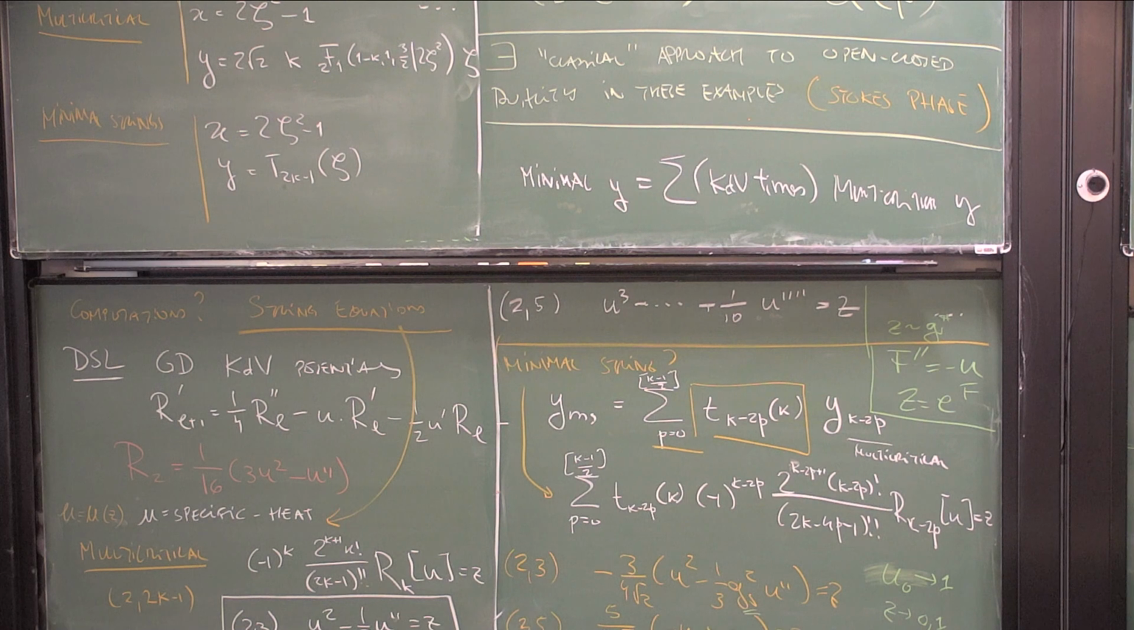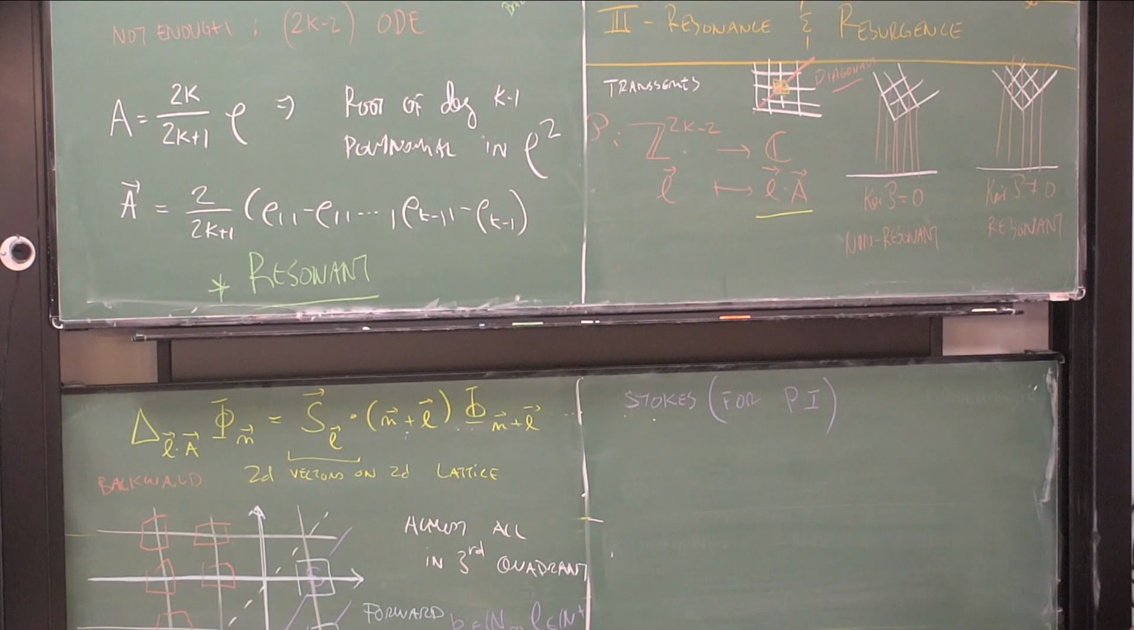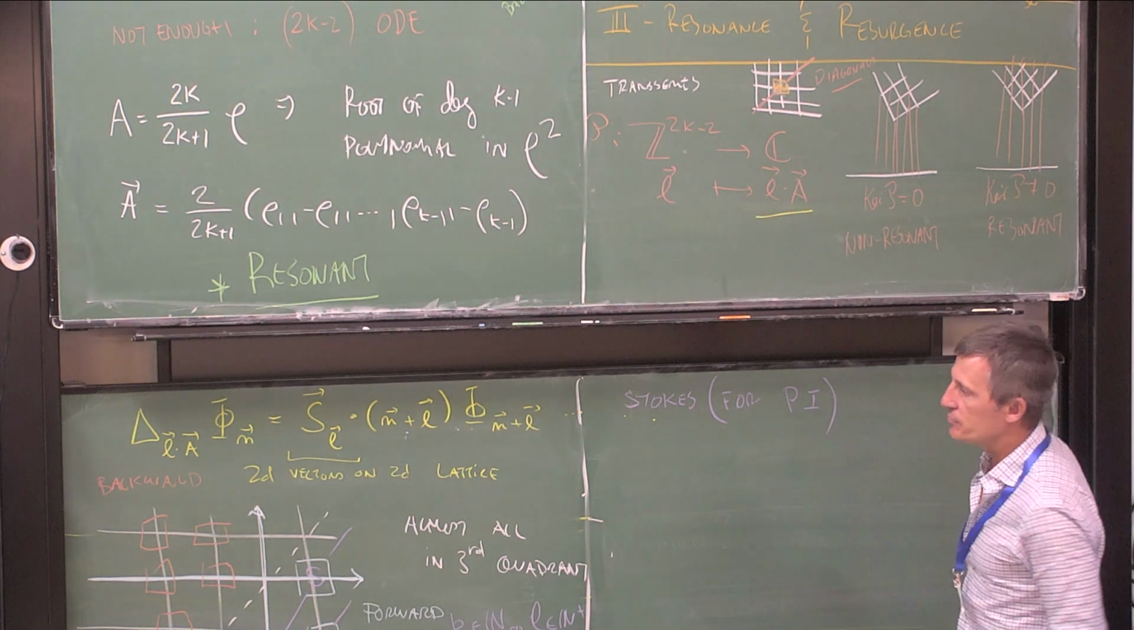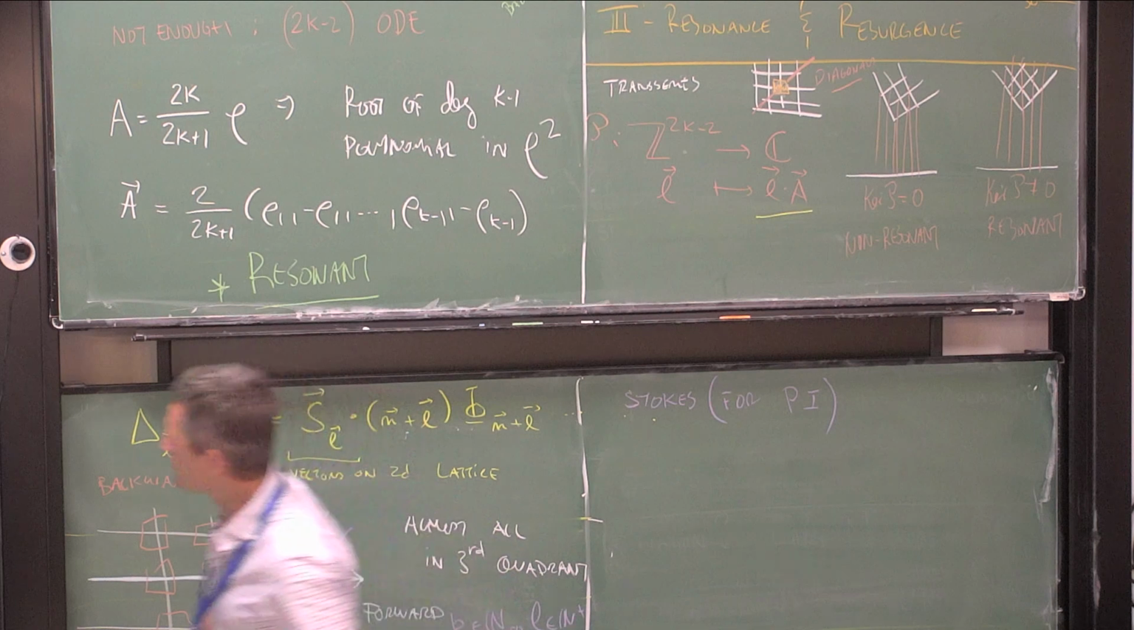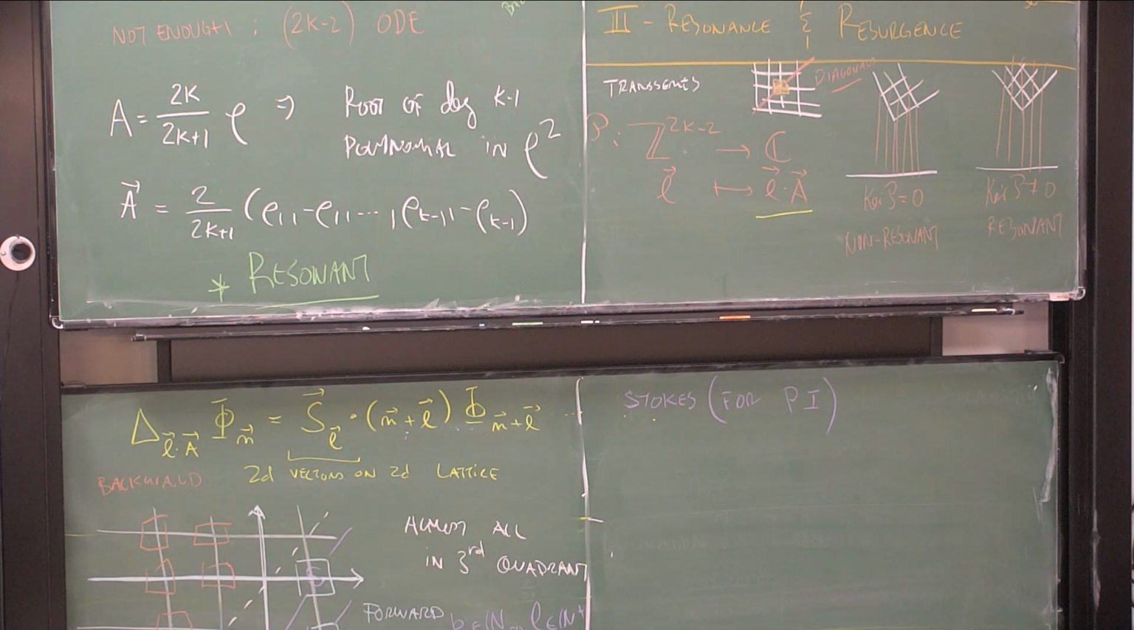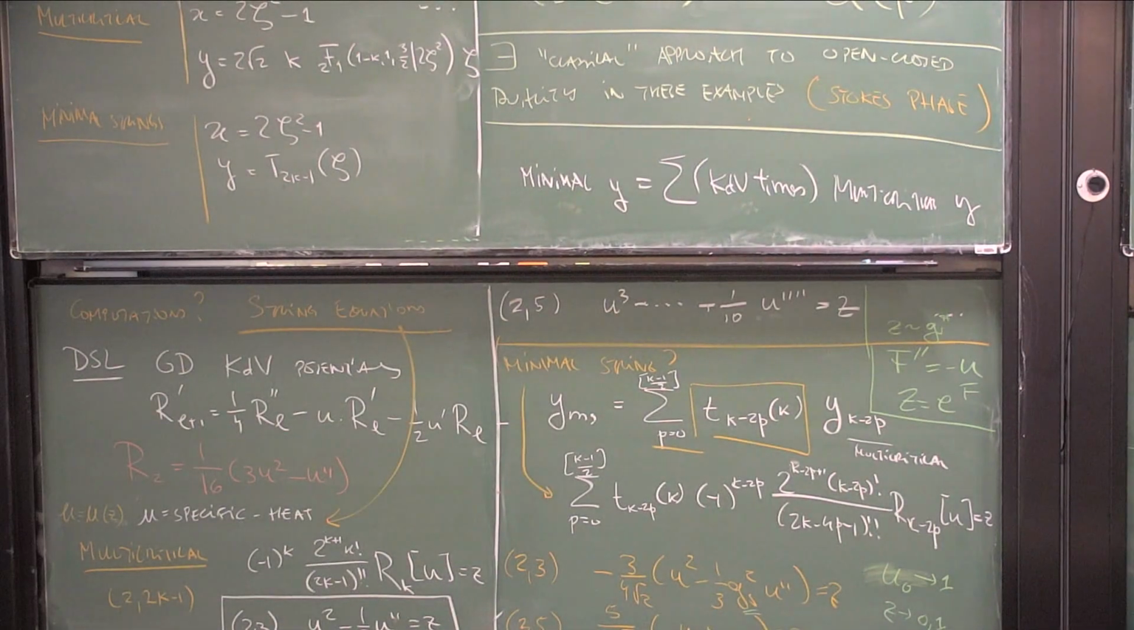Let me put between brackets, this is for polynomial 1, because I will write an explicit formula. But in principle, you could do this for other things. So where is it? We're finishing this (2,5) example, which seems to have enough information to basically dictate Stokes data for all members of the KdV hierarchy.